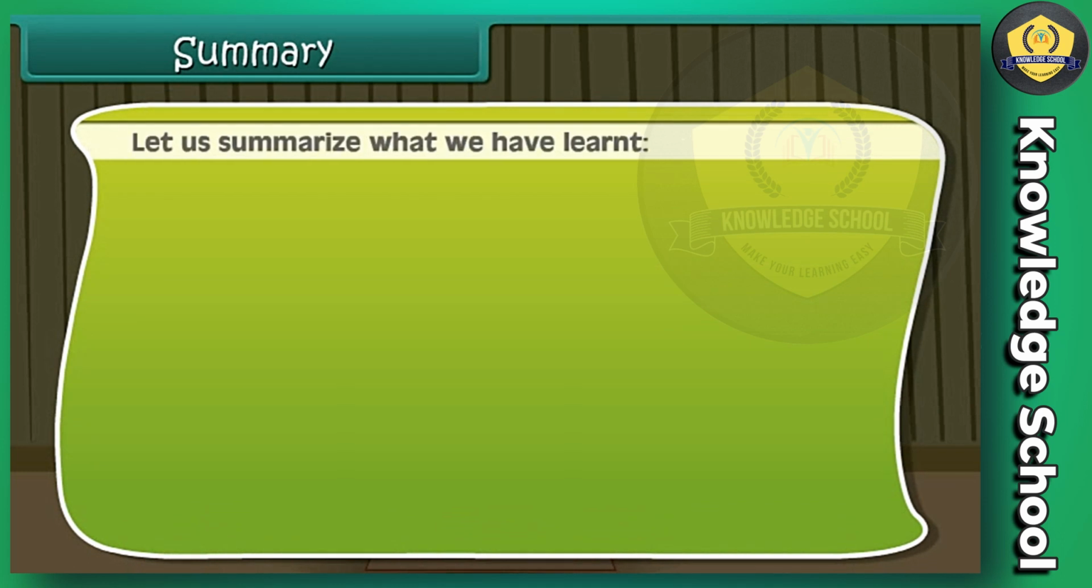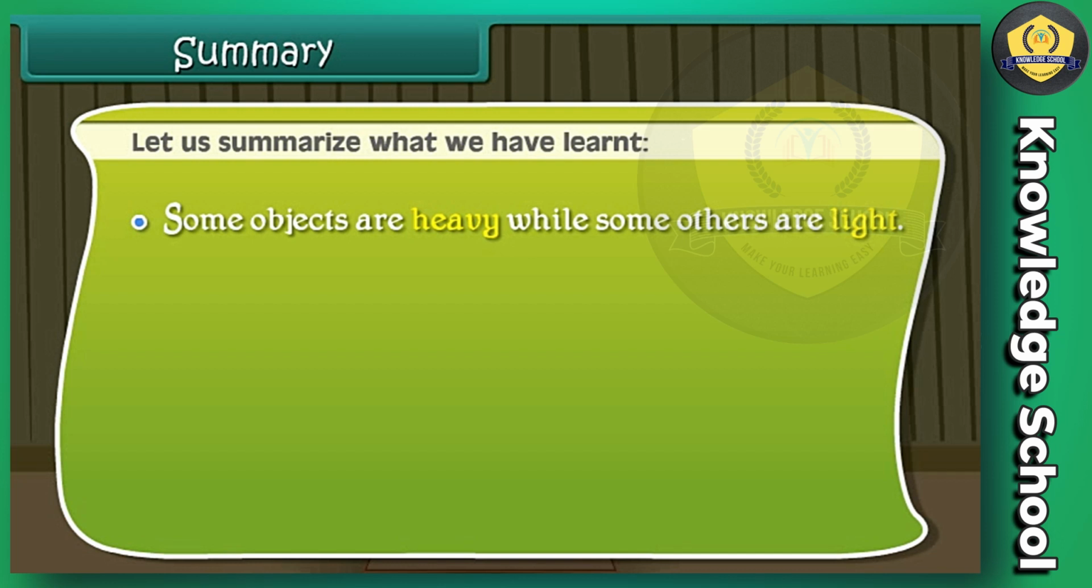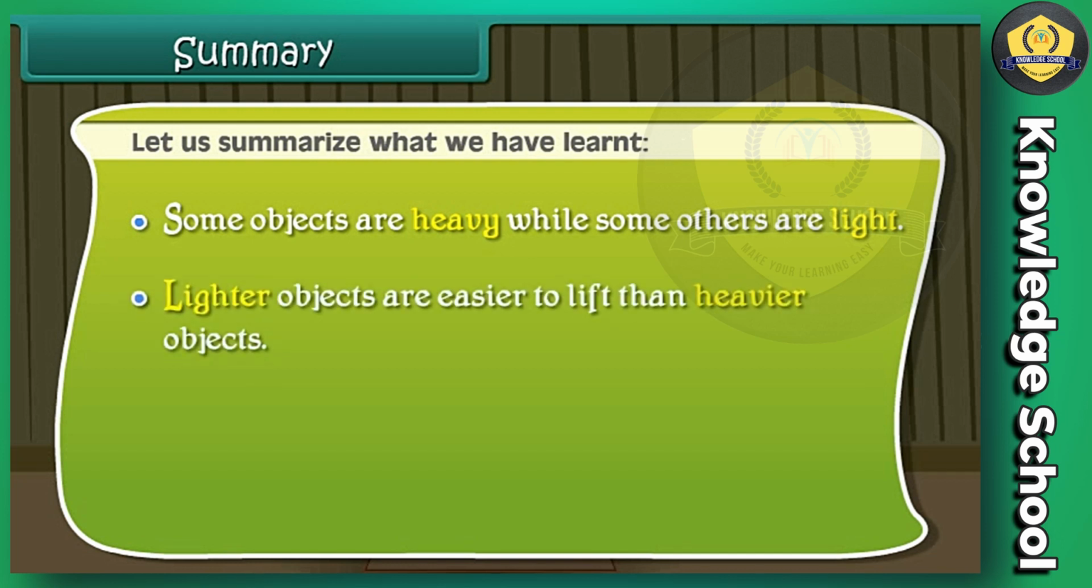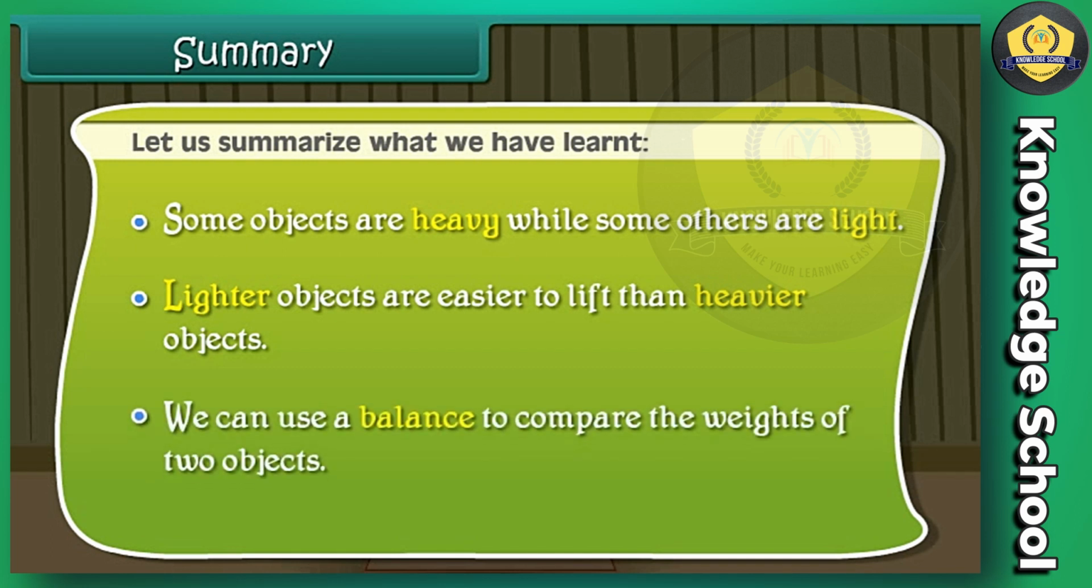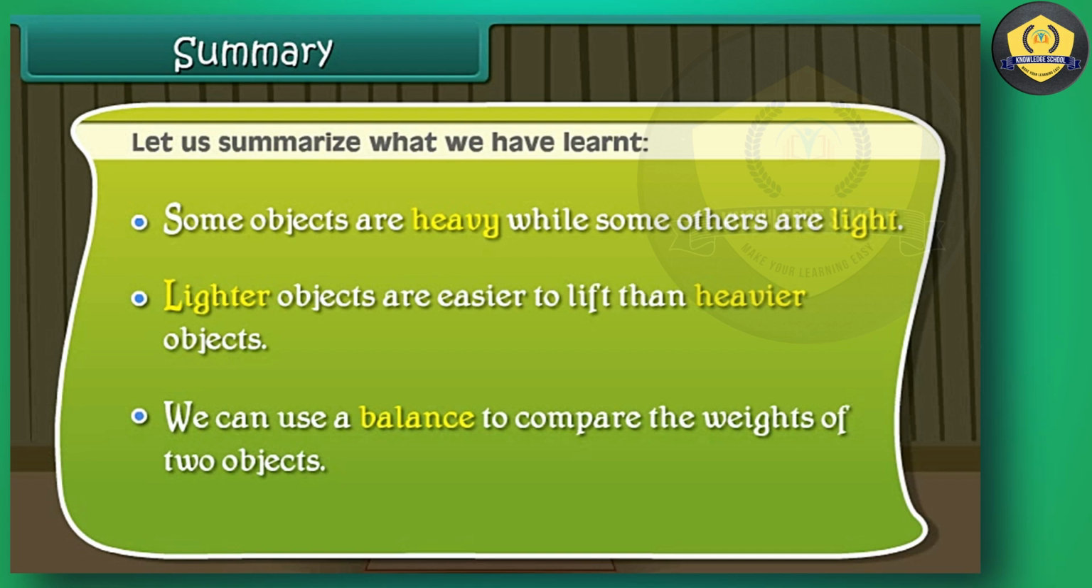Let us summarize what we have learned. Some objects are heavy while some others are light. Lighter objects are easier to lift than heavier objects. We can use a balance to compare the weights of two objects.